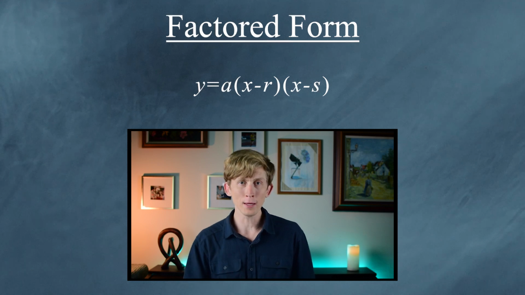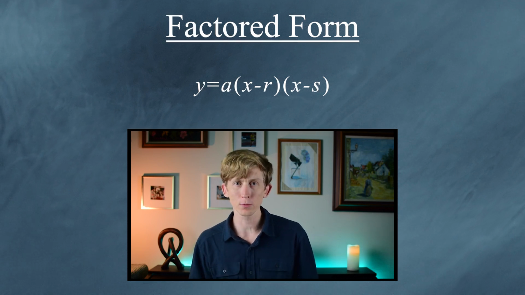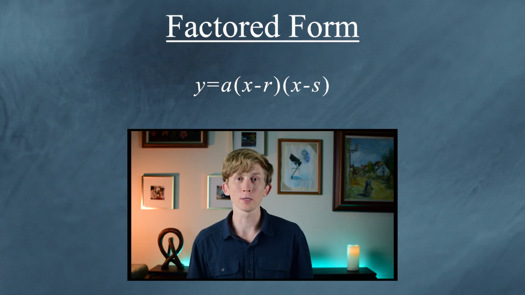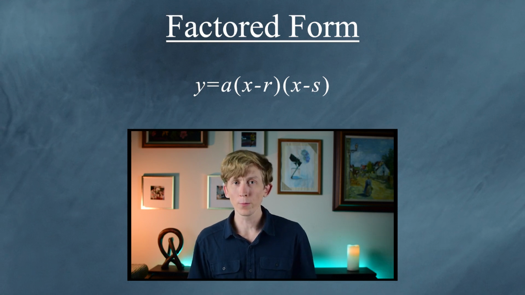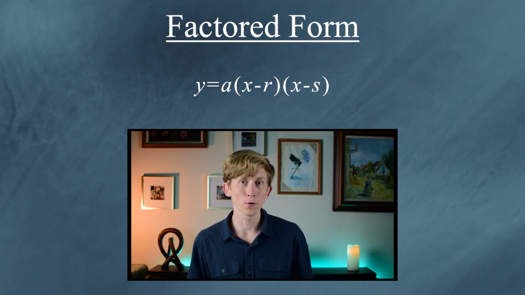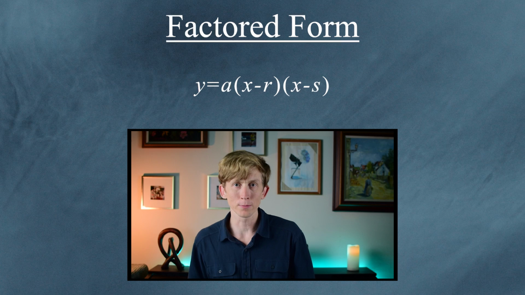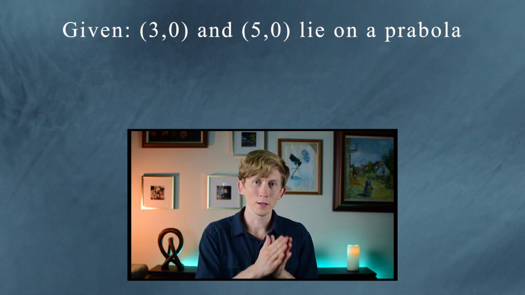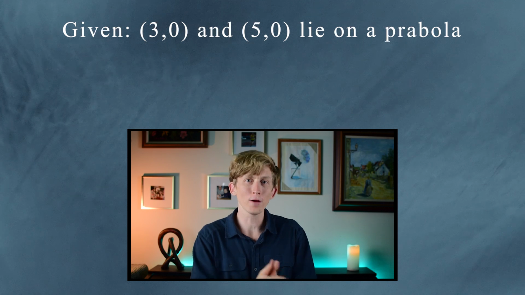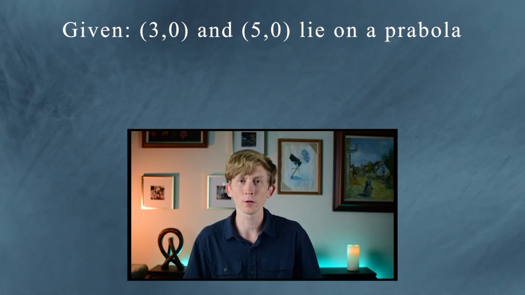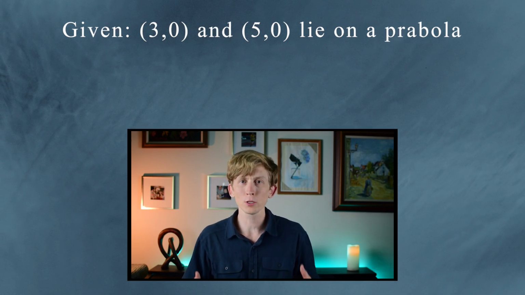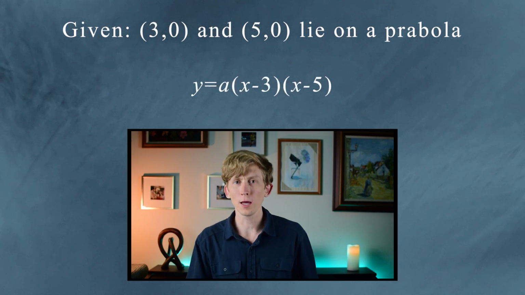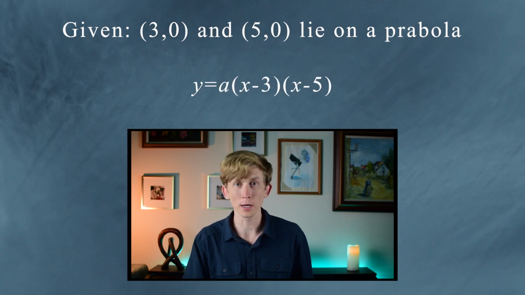Y is equal to a times x minus r times x minus s, where r and s are the x-intercepts. Be prepared to write a quadratic equation in this form when given the x-intercepts. And don't forget that a. For example, if you know that (3, 0) and (5, 0) are on your quadratic equation, then it must be of the form y is equal to a times x minus 3 times x minus 5.